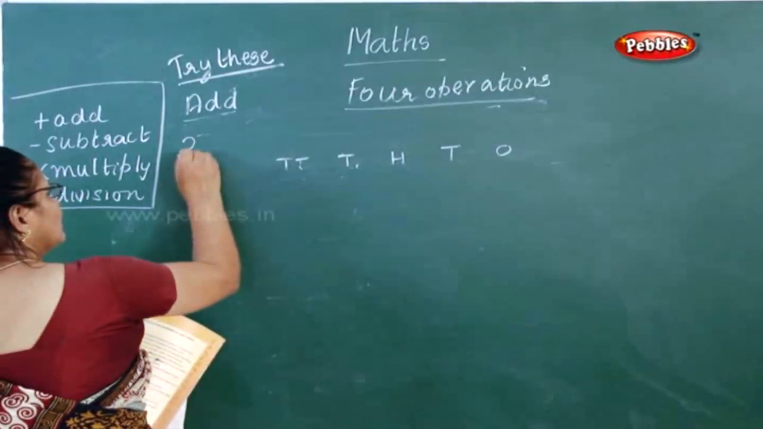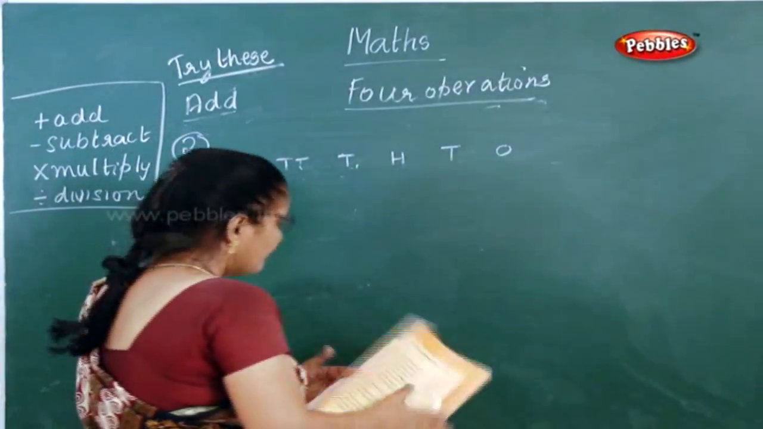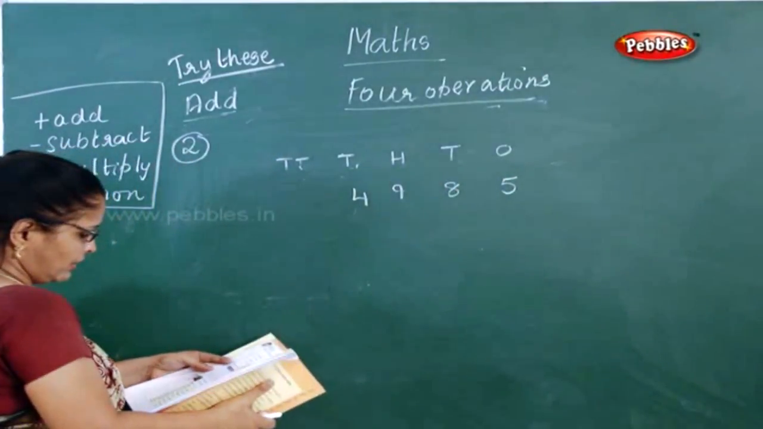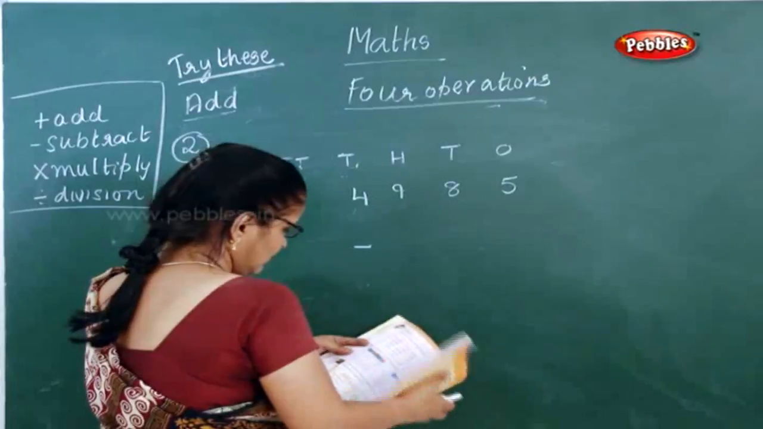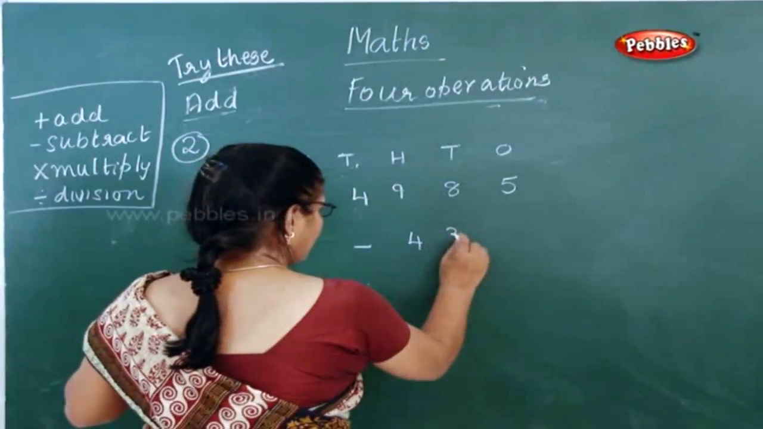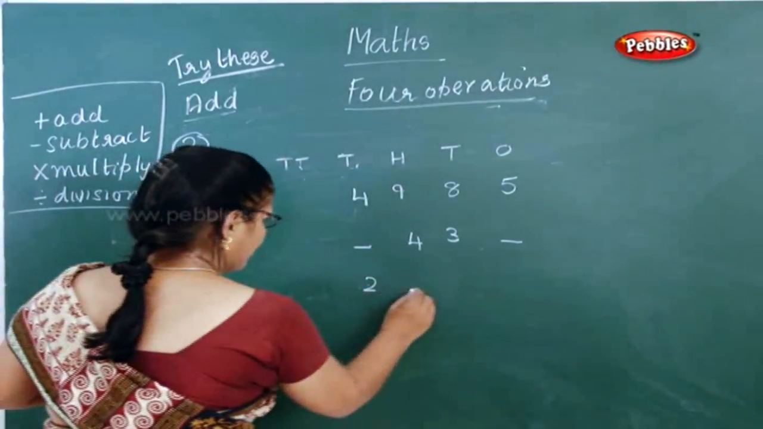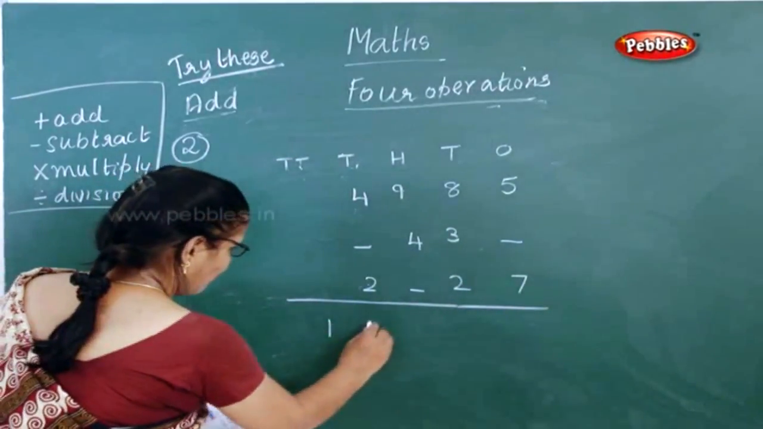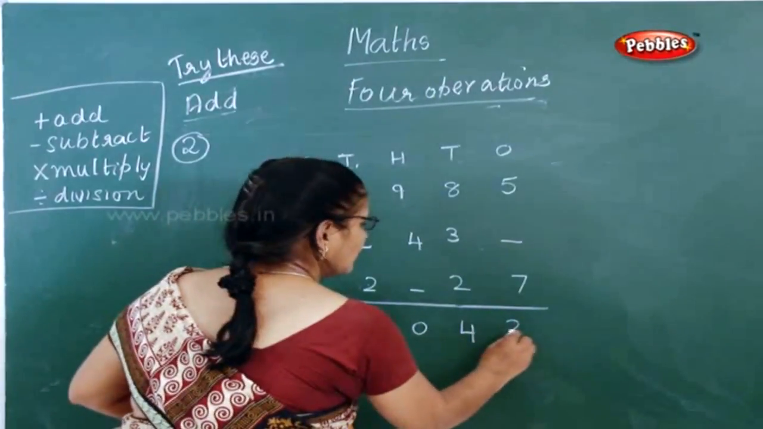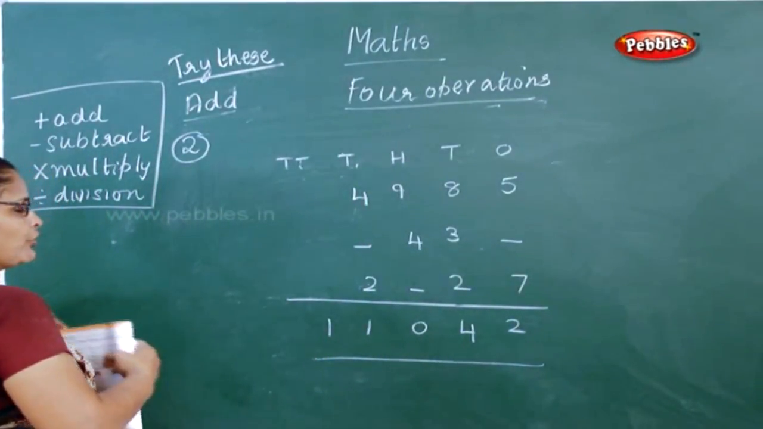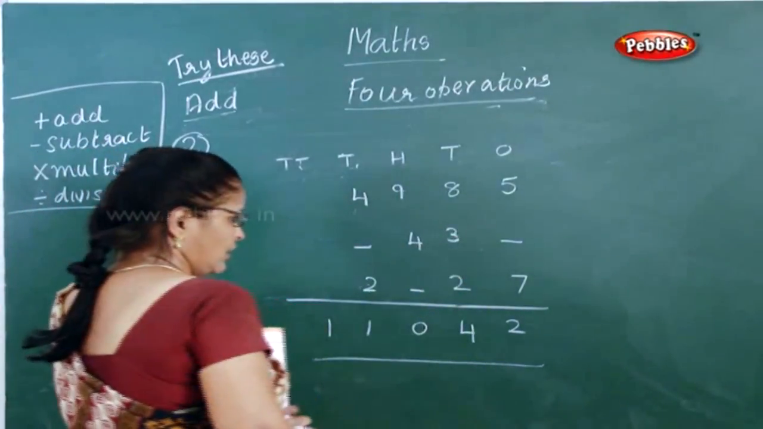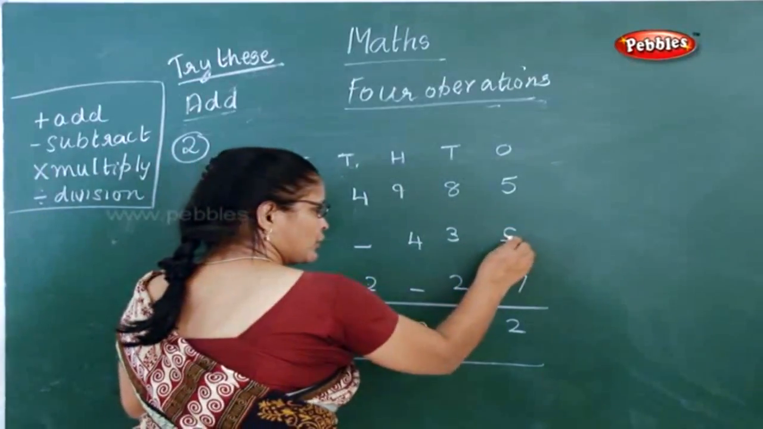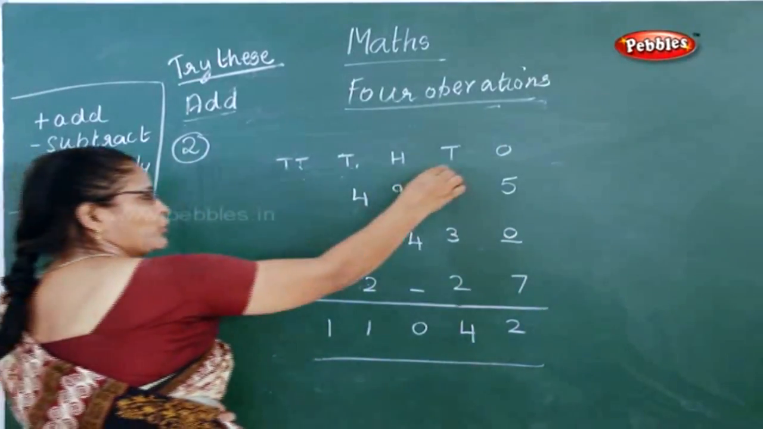Second sum. See second one, 4985 dash 4 3 dash next 2 dash 2 7. Then the answer is 11042. Now what you have to do here. Now they have just given a dash here. Now 2 is given. So that means 5 plus 7 is 12. So directly you can put here 0 because nothing you can add here, 12. Now you put 1 here.